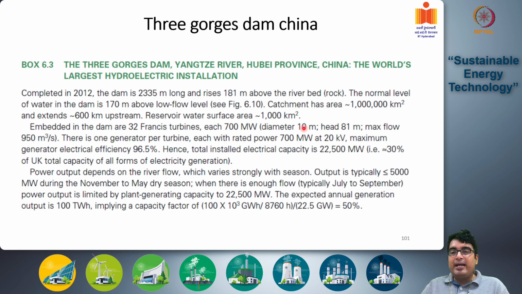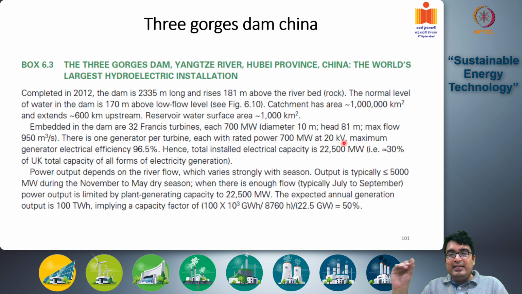The diameter of the turbine blade is 10 meters and the running head is 81 meters, and the maximum flow that these Francis turbines can handle is 950 cubic meters per second. So nearly 1000 cubic meters per second of flow it can handle, and the head of each of these turbines is around 81 meters. There is one generator per turbine, each with rated power of 700 megawatts with a voltage of 20 kilovolts, and the maximum generator electrical efficiency is 96.5%. So the conversion of mechanical power to electrical power is highly efficient, around 96.5%.